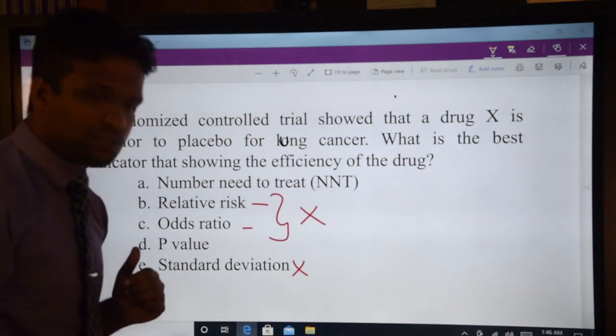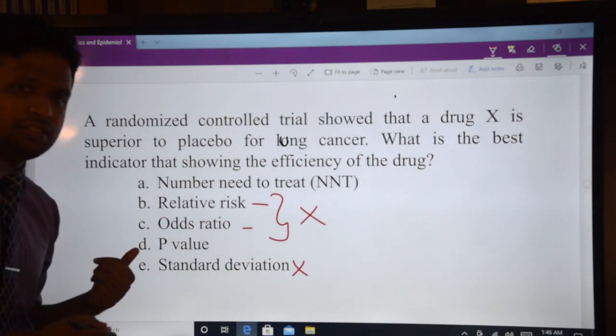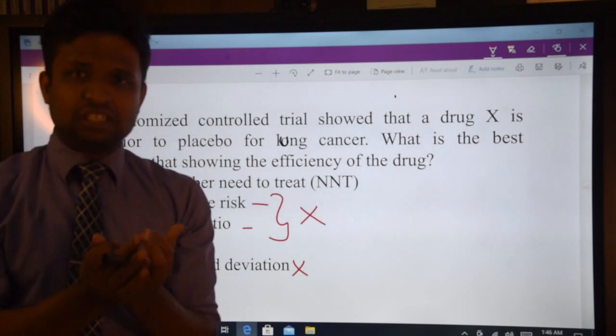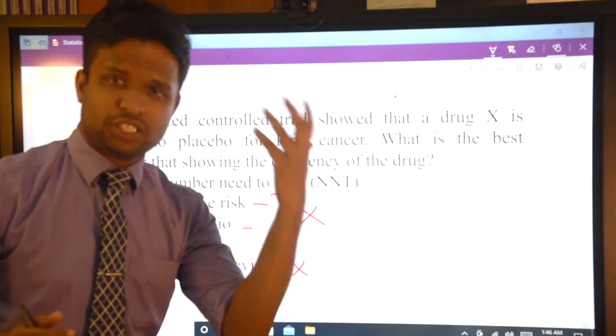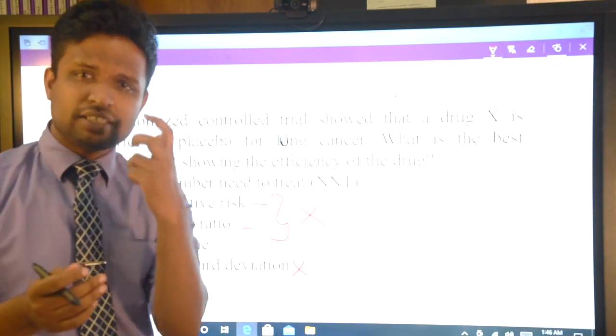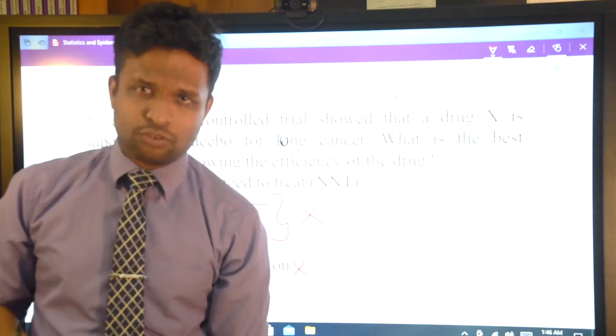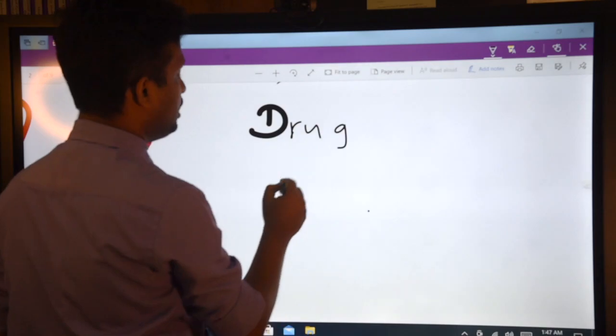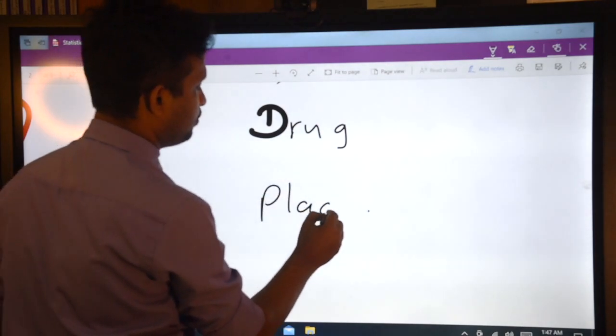So the next 2, p-value and number needed to treat. Keep in mind, number needed to treat is a special concept that we apply specifically in clinical trials. So let's consider what is number needed to treat. Assume that now we are comparing drug and placebo.